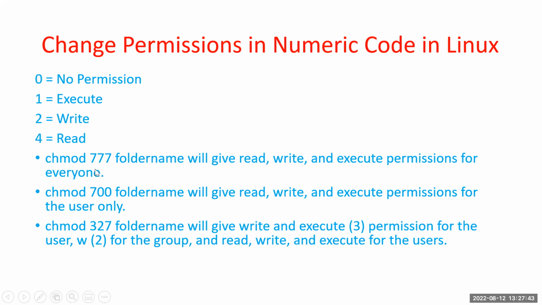Okay, so here if you see, we've given chmod 777. That means to everyone we are giving read, write, and execute permission. Okay, so similarly, what does this mean? Chmod 700, that means you are giving read, write, and execute permission to the user or the creator of the file, but to the group or to the other user, it has no permissions.